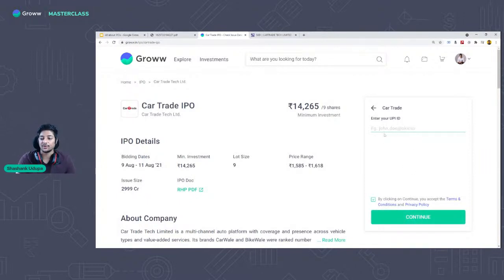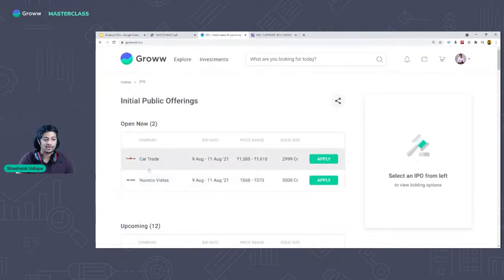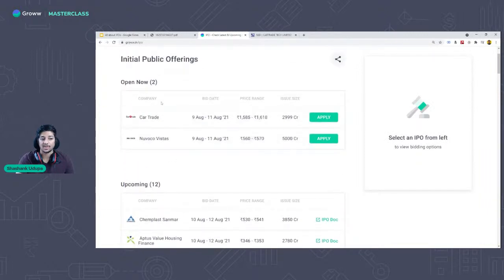Now, if you want to buy this, you click on continue. It will basically ask for your UPI ID. You give your UPI ID and pay the amount. That's it. Simple procedure. Got it? So everything is here. If you look at IPOs, you just go to IPOs and see what are the upcoming IPOs and what are current IPOs.